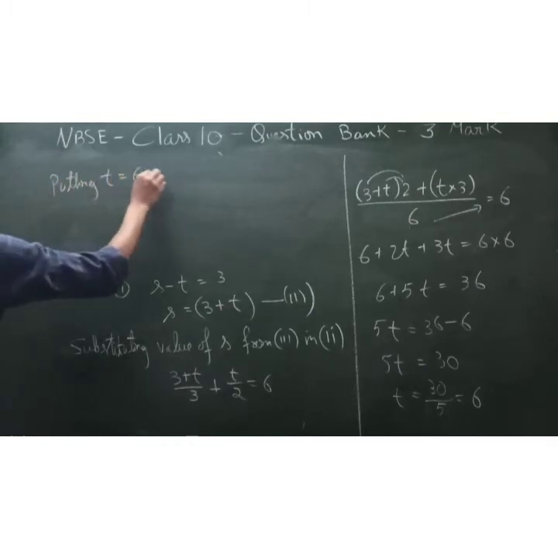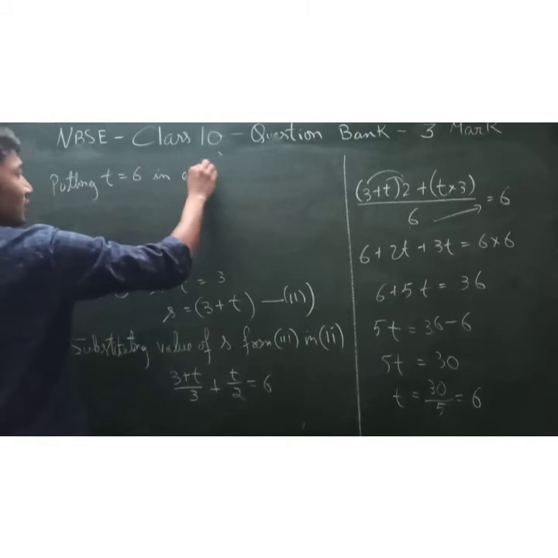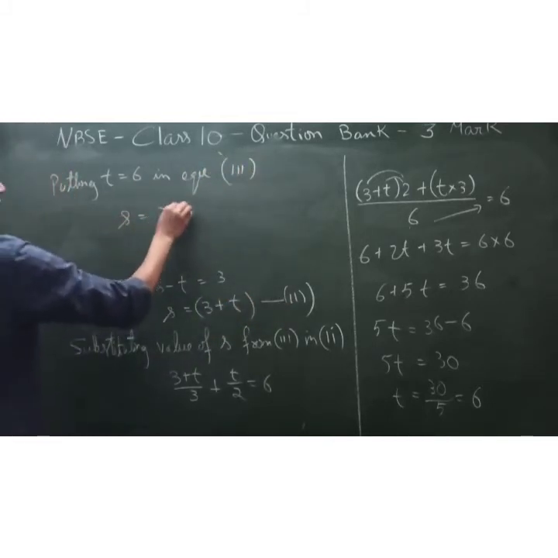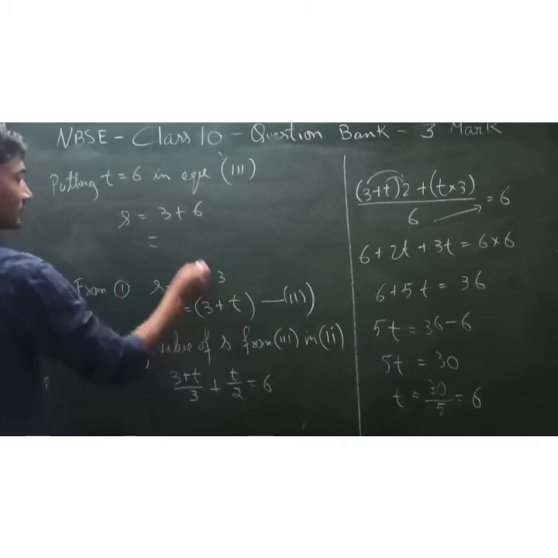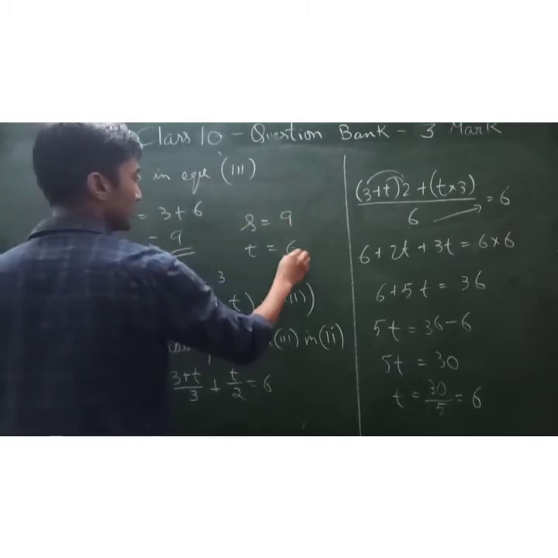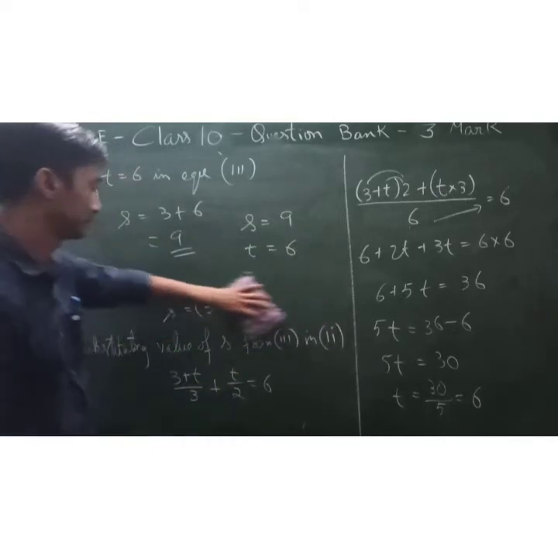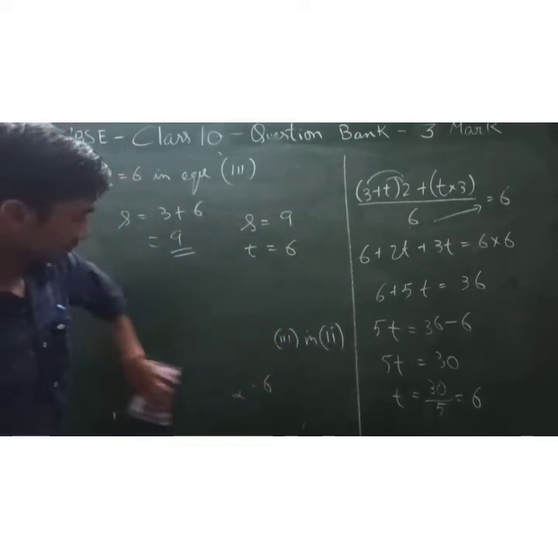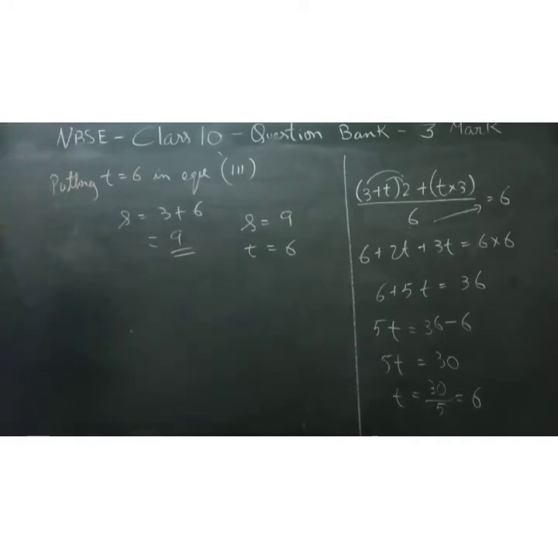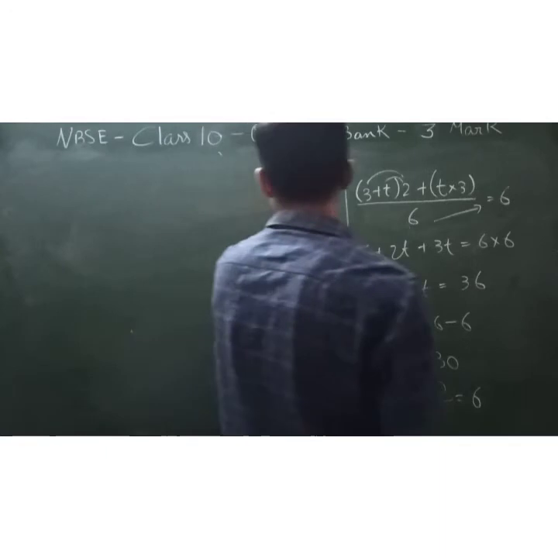t equal to 6 in equation 3, from where we will get the value of s. 3 plus 6, that is 9. So therefore s is 9, t is 6. Alright? Okay. Next question.